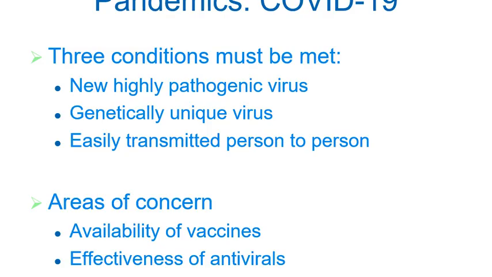The effectiveness of antivirals. In some cases, they were effective for patients with COVID-19. In other cases, they were not, depending on the amounts of comorbidities that patients had. And then the shortages of resources. That's kind of a no-brainer. We all knew about the shortages of gloves and masks and gowns and ventilators.